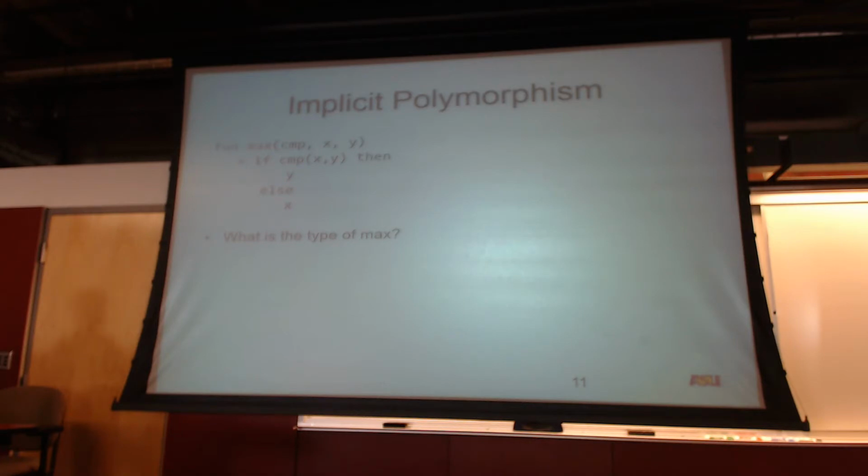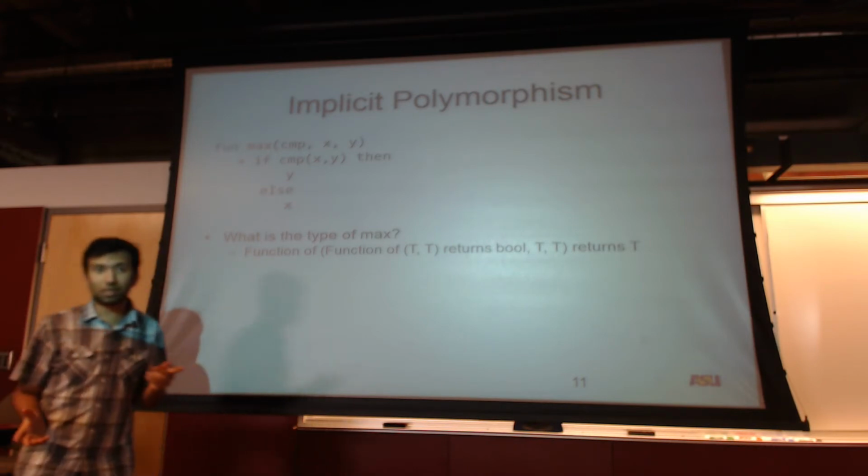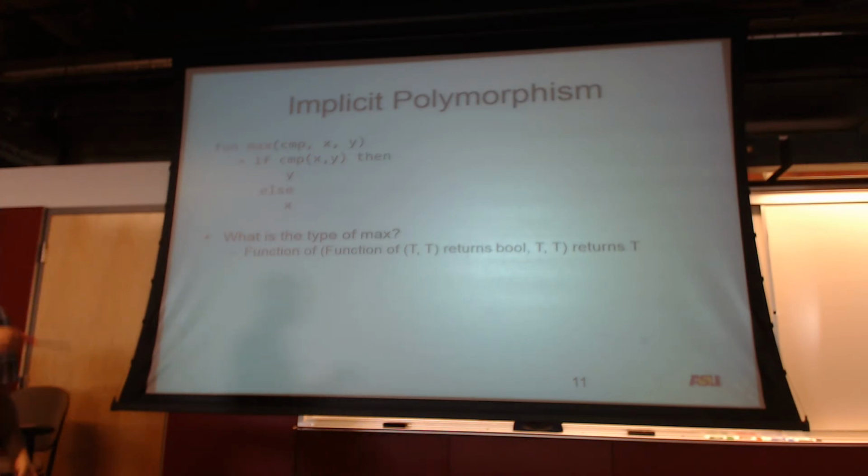So now if CMP returns a Boolean, what should be the type of max? Max will be this. It is a function with 3 arguments. The first argument is another function. And what is the type of that argument? It's a function of t comma t, and it returns Boolean. Then the second argument has to be of type t. The third argument has to be of the same type t. And the max returns the type t.